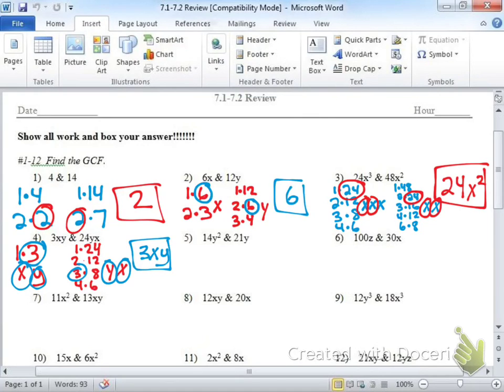Alright, number 5. We have 14. So I find that on my factor sheet I have 1 and 14, 2 and 7. Y Y. For 21, I have 1 and 21, 3 and 7, and then you have the Y. So they both have a 7, and they both have 1 Y. So the GCF here is 7Y.